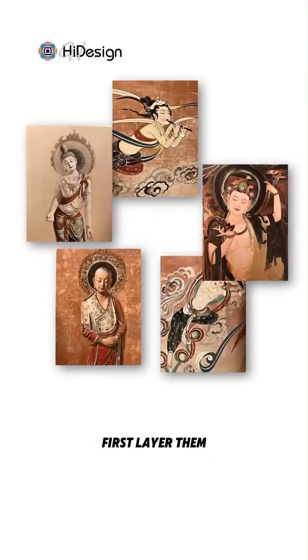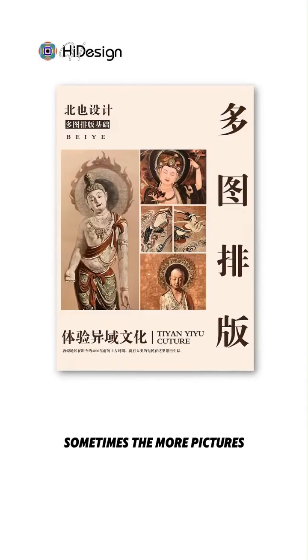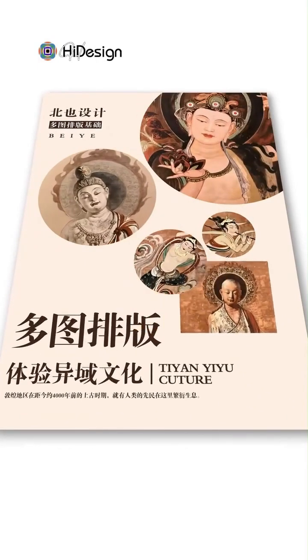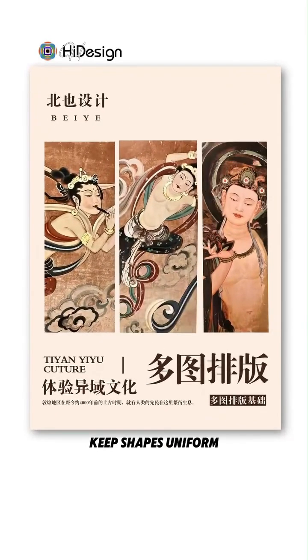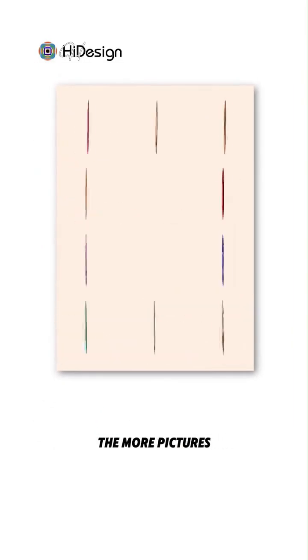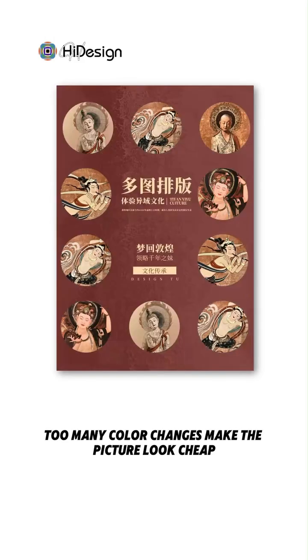With many images, first layer them, clarify main and secondary focus, then information is traceable. Sometimes the more pictures, you must also focus on consistency. Most mess comes from no pattern. When using shapes for images, keep shapes uniform, or you lose the whole picture feel. The more pictures, also try to keep image tones consistent. Too many color changes make the picture look cheap.